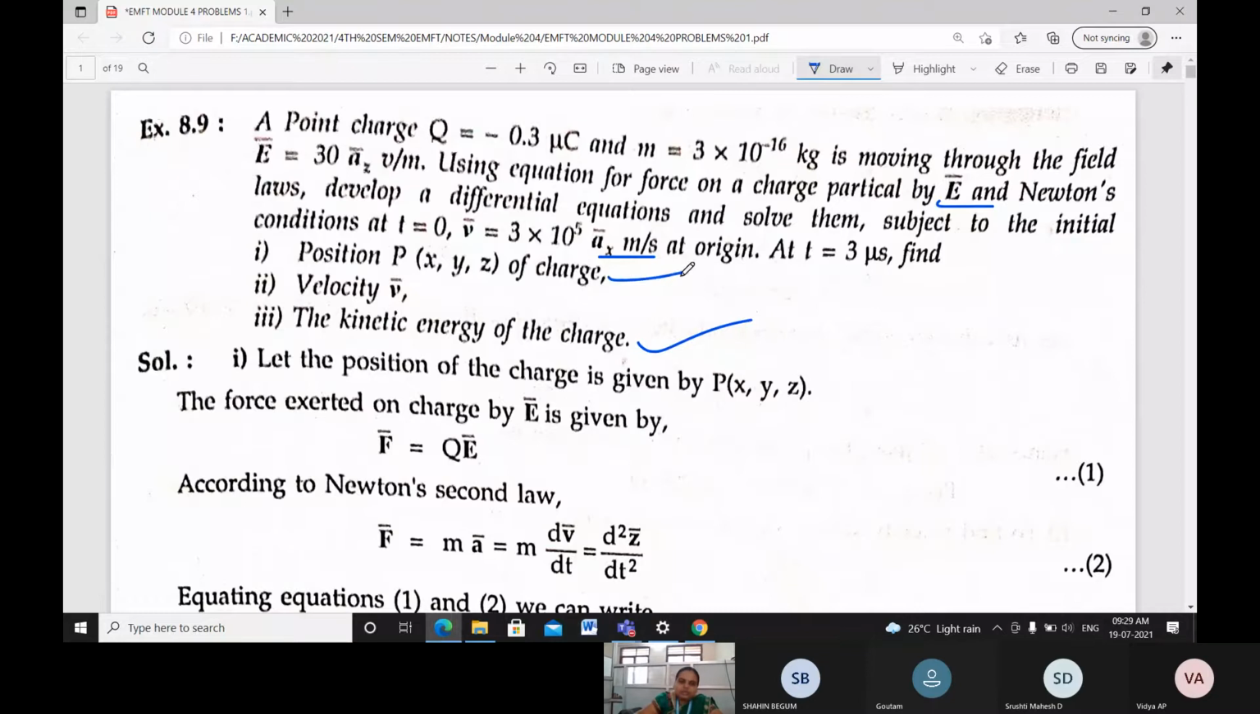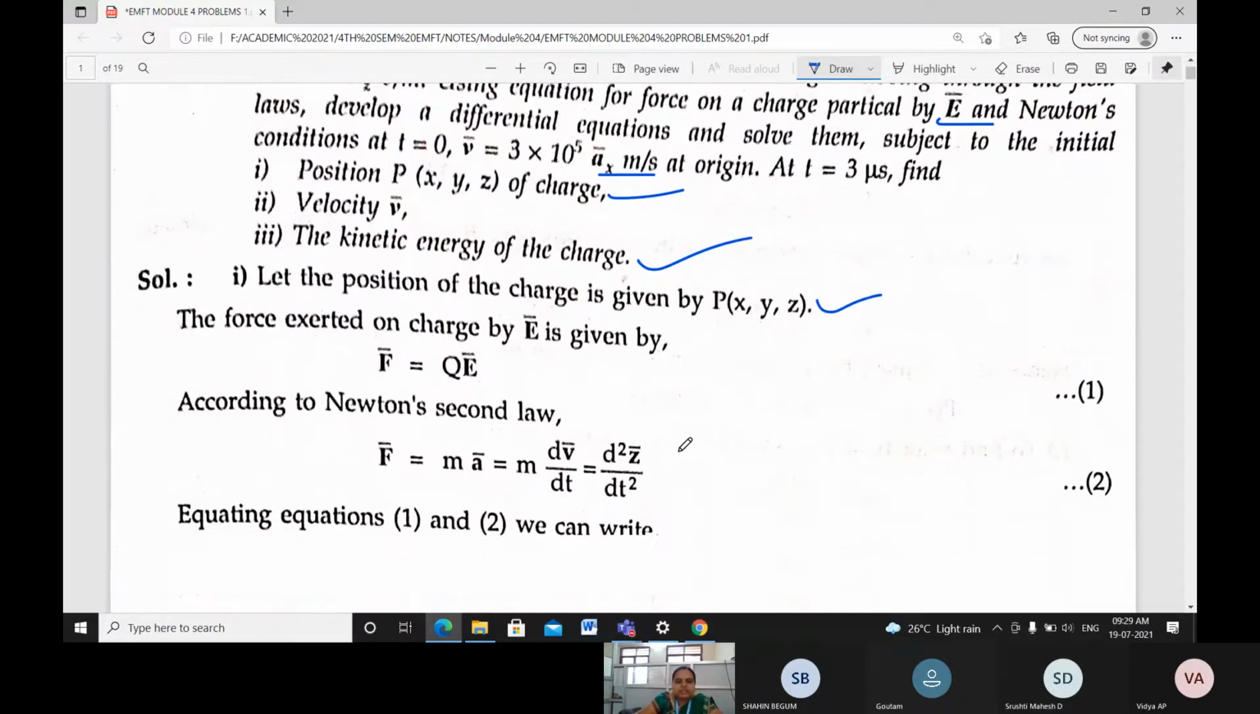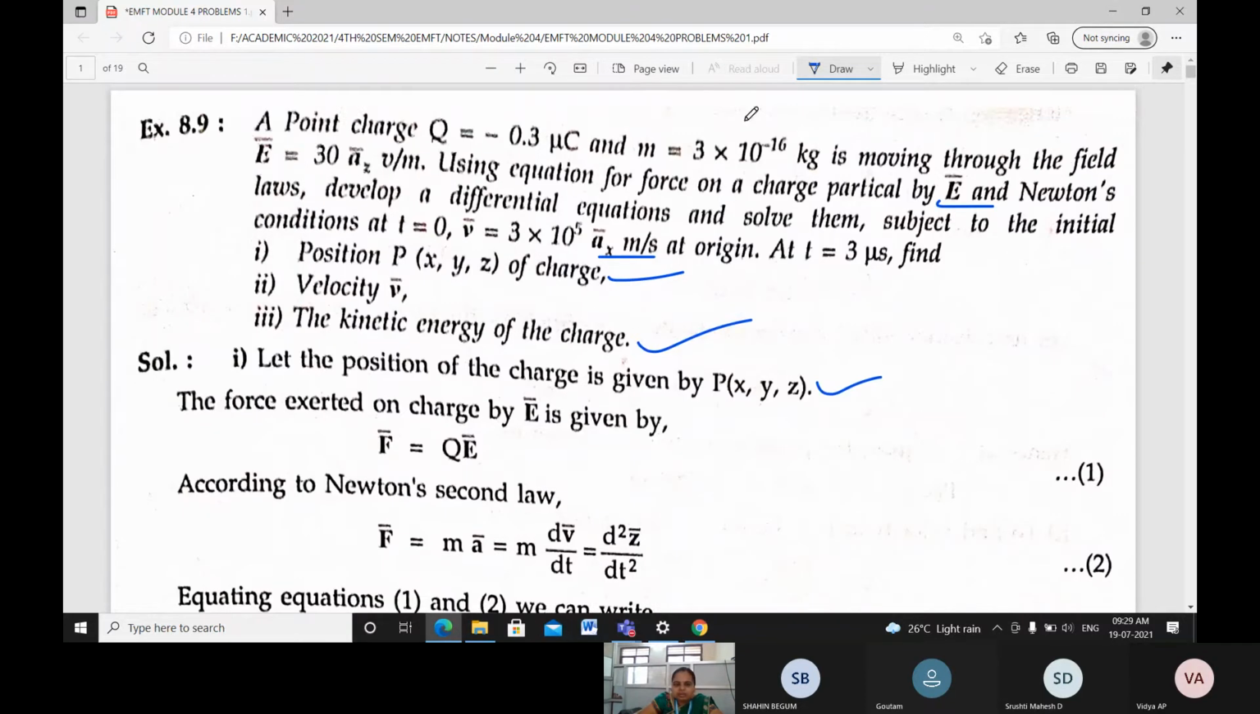First we will go with the position where the charge is located. The position of the charge is given by P of xyz. What is given for us is in terms of the electric field intensity. For that reason we have to take the equation relating force and the electric field intensity, since there are many equations relating force with distance, line integrals and surface integrals. The force exerted on a charge by E is given by F equals Q into E.